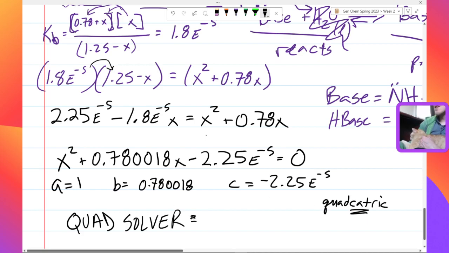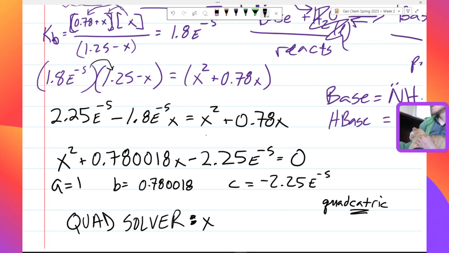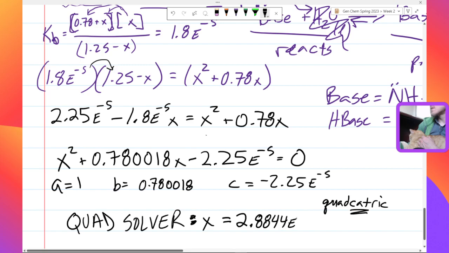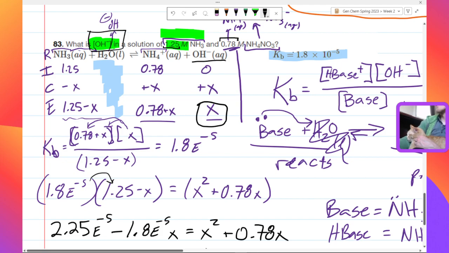The quad solver tells us that x in this case equals 2.8844 times 10 to the minus fifth. And once again, what even is x? We had said that x is the concentration of hydronium at equilibrium, which is what this question is asking for. So the only thing that really remains is to note that we're given actually 3 significant figures here, but only 2 here and only 2 here.